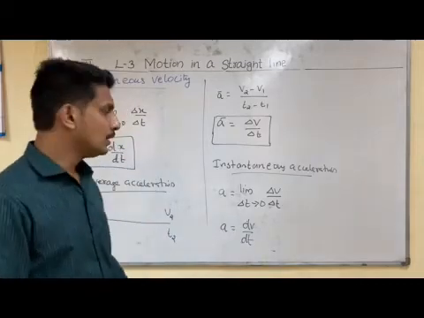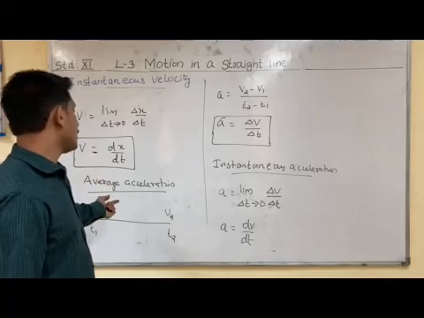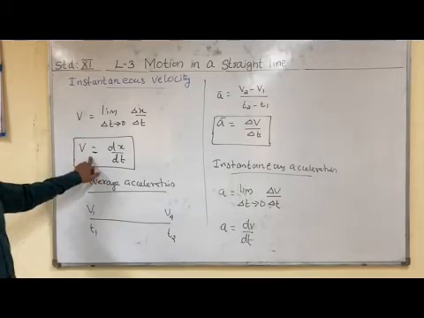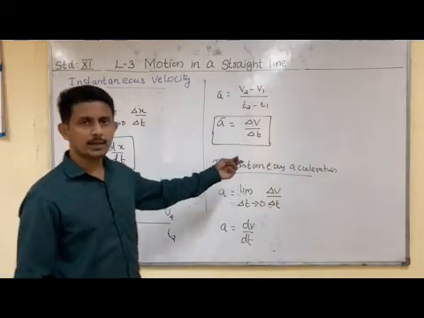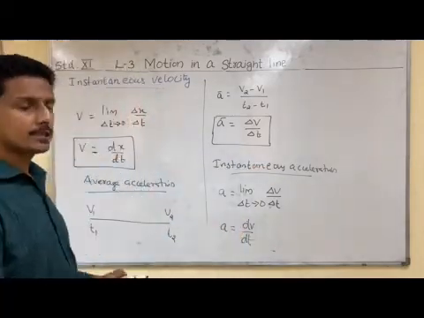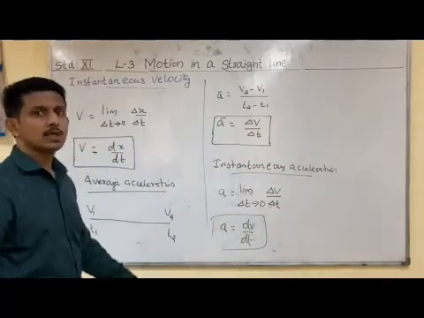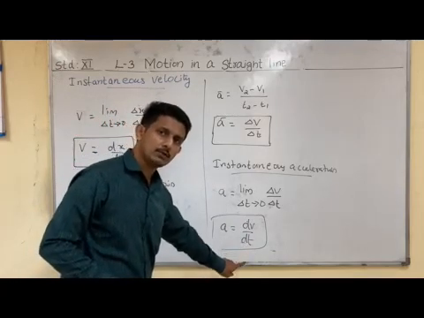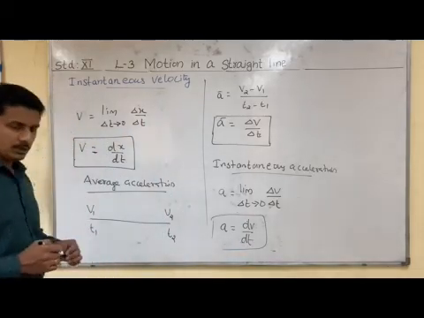According to calculus, this is the differential of velocity with respect to time. So this is how we consider instantaneous velocity, average acceleration and instantaneous acceleration. The instantaneous velocity of an object is given by v is equal to dx by dt, average acceleration is given by delta v by delta t, and instantaneous acceleration is given by dv by dt, which is the rate of change of velocity with respect to time. So this is the way we can discuss it.